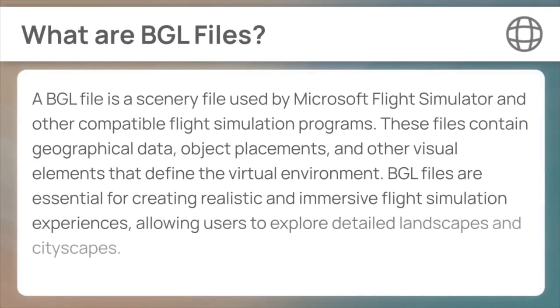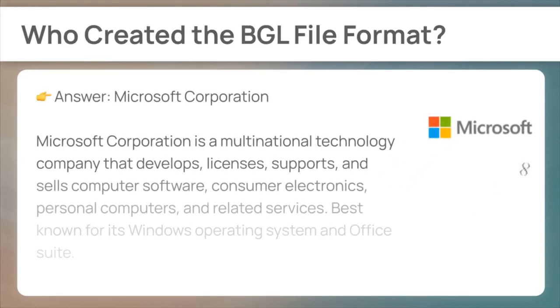A BGL file is a scenery file used by Microsoft Flight Simulator and other compatible flight simulation programs. These files contain geographical data, object placements, and other visual elements that define the virtual environment. BGL files are essential for creating realistic and immersive flight simulation experiences, allowing users to explore detailed landscapes and cityscapes.